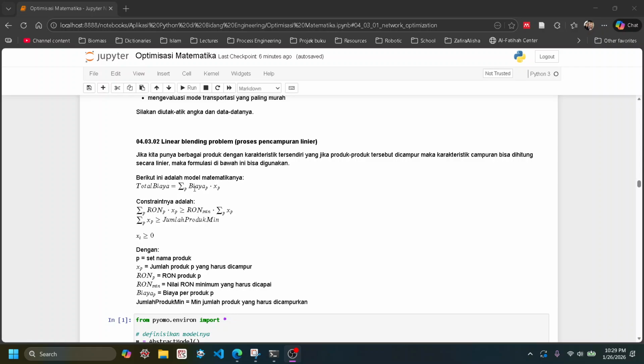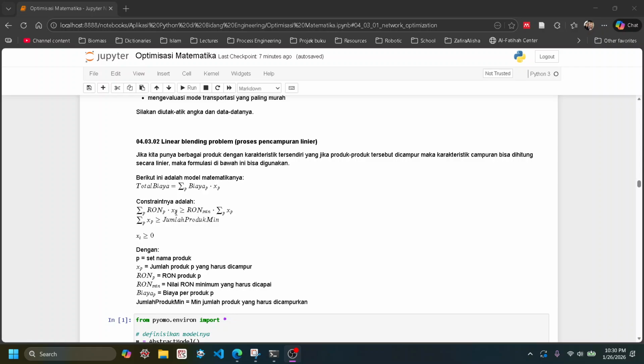So it's the cost for every fuel multiplied by the amount of that particular fuel, and then we just sum them all. We then need to fulfill the minimum octane number. This minimum octane number would be a parameter, and then we sum the octane number per fuel multiplied by how much of that fuel we blend together.